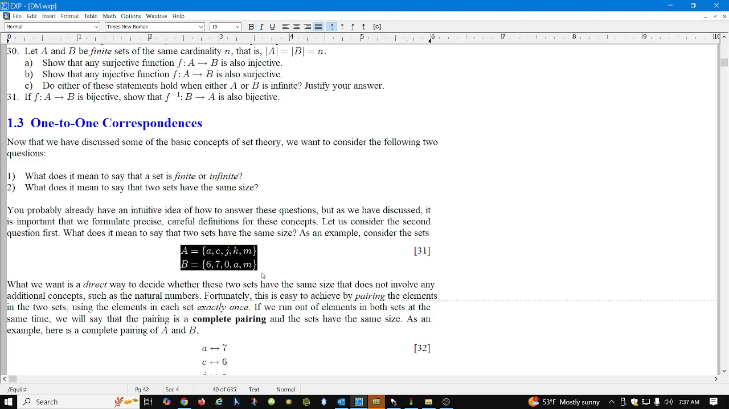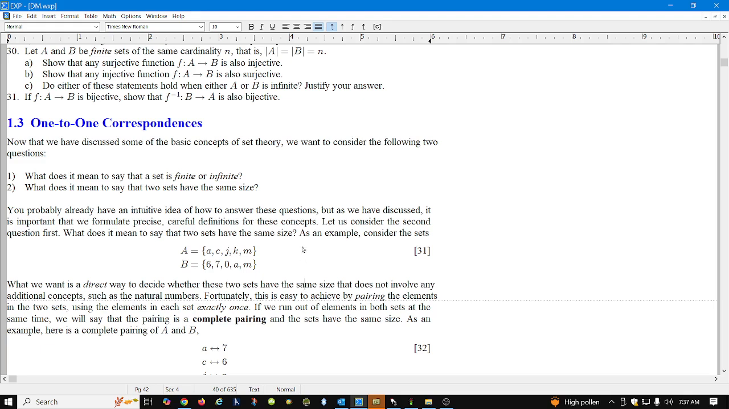Here are two sets, for example. What we need is a direct way to decide whether these two sets have the same size or not. Now, you may be saying to yourself, well, obviously they do. Each one has 5 elements. But that's cheating because we don't know how to count elements yet. I'm going to talk about that a little later. So right now we're staring at two sets and we see their elements.